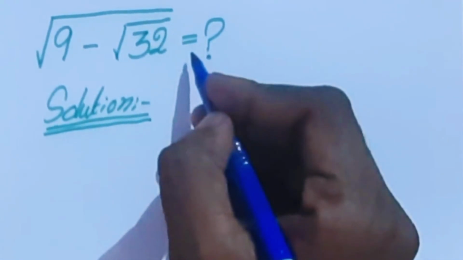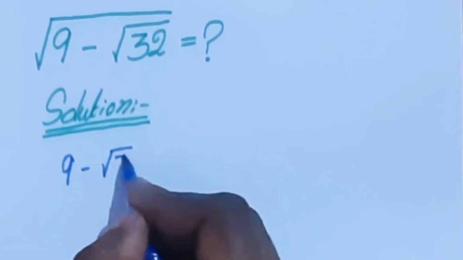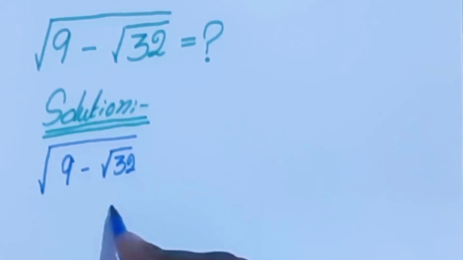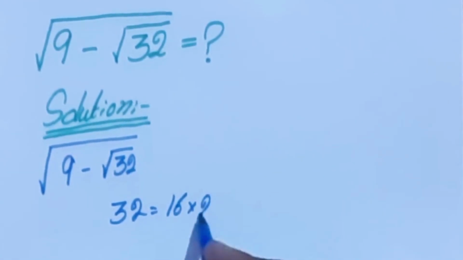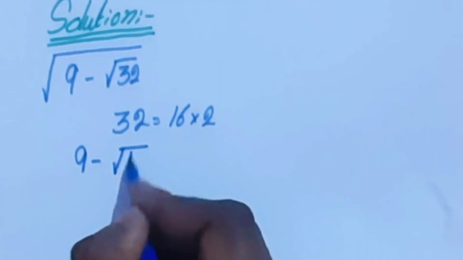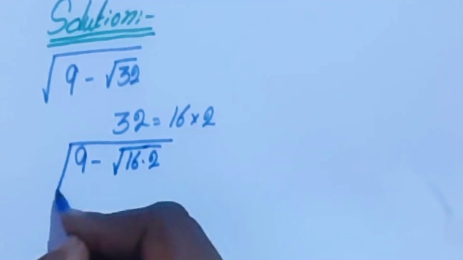Today we are going to solve this problem: the square root of 9 minus square root of 32. Now this 32 can be written as 16 times 2. This we are going to apply here. So the square root of 9 minus square root of 16 times 2.